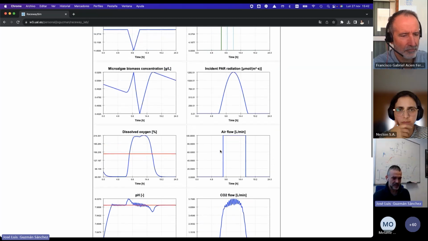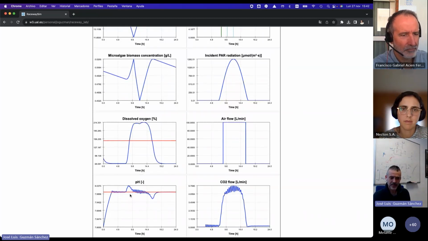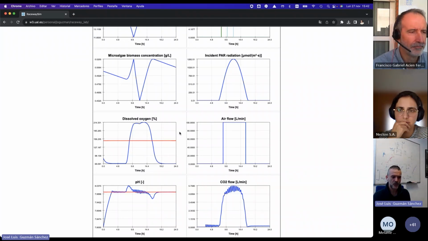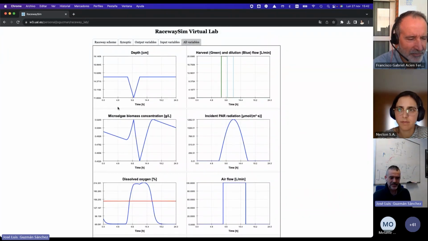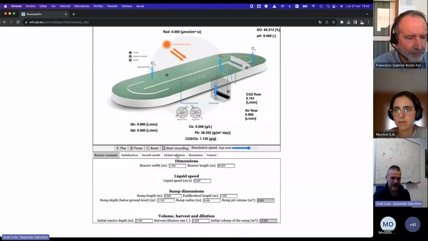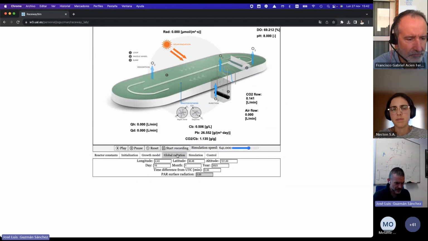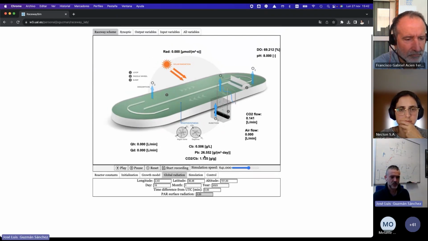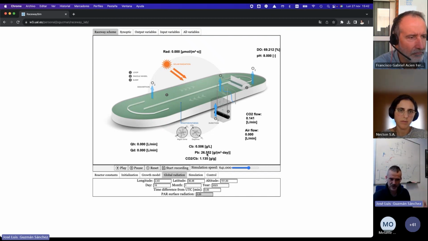So by default we have a PID control for the pH and on-off control for the dissolved oxygen. As a summary of this simulation, here we can see the productivity. This was done for a day in Almeria, I think January the 15th. And as a result, here you can see the productivity. It's a high productivity because at the end we are working in optimal conditions in the simulation.